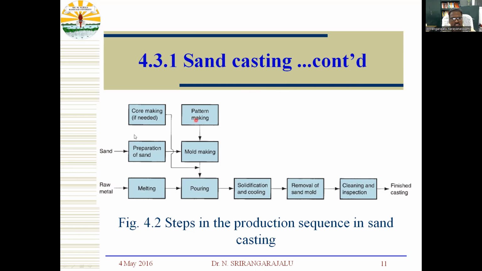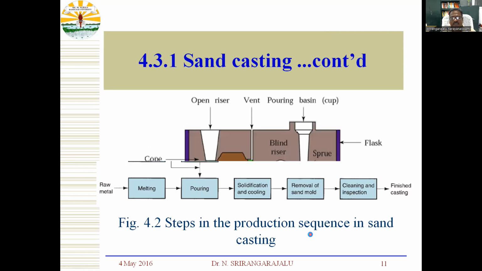Next, we will discuss the sand casting method. First, we do core making, preparation of sand, and raw material melting. After that, pattern making and mold making. Then pouring the molten metal, solidification and cooling, removal of the sand mold, cleaning and inspection. Finally, we will get the finished casting product. These are the steps in the production sequence of the sand casting process.